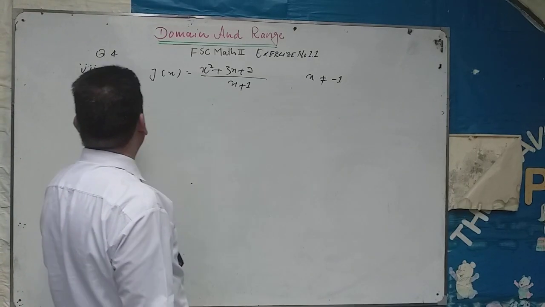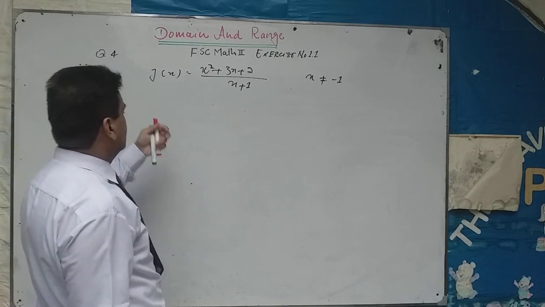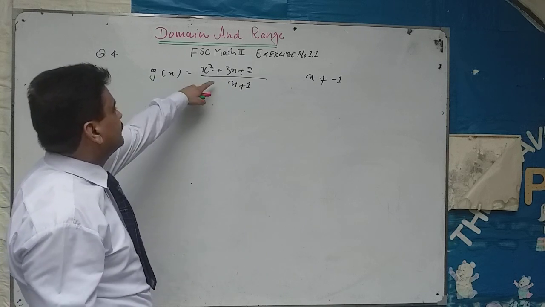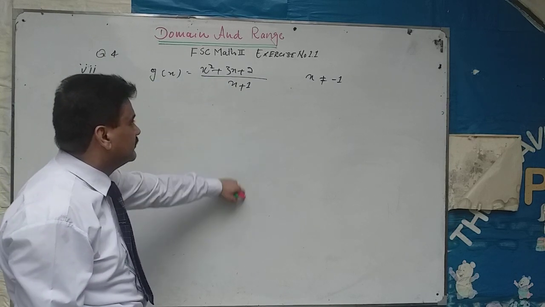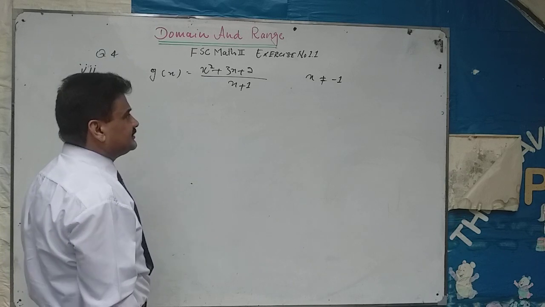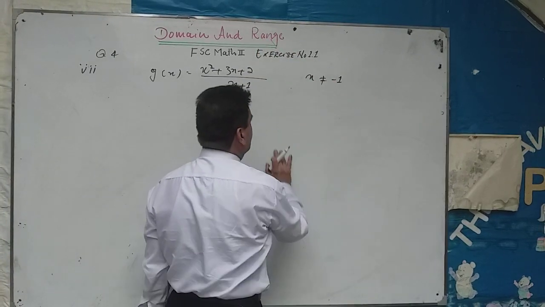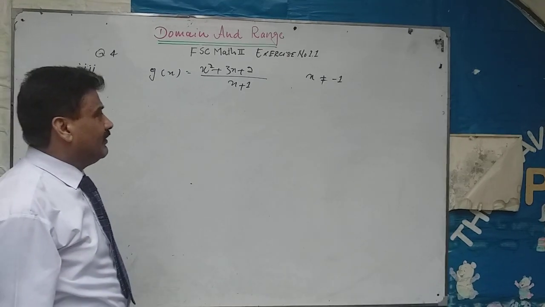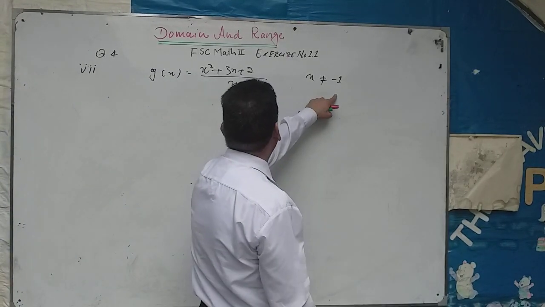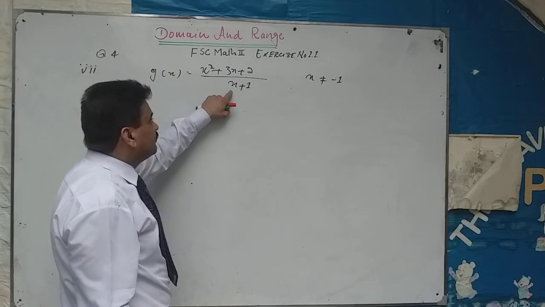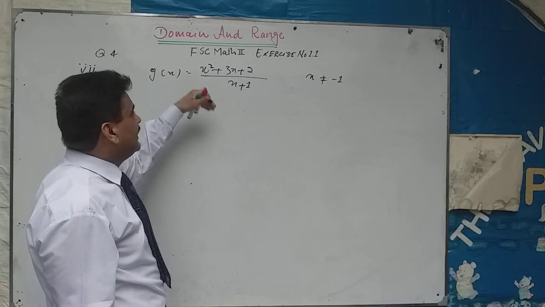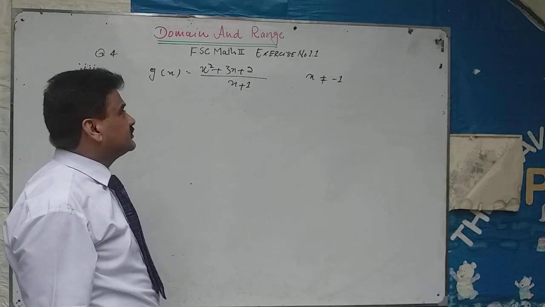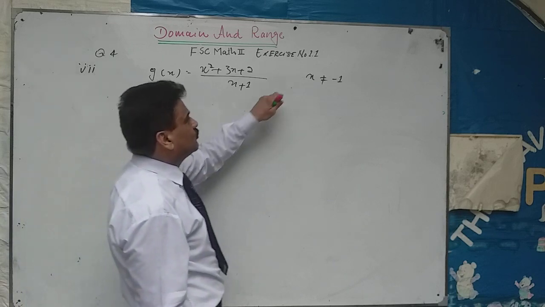In this problem 4 part 3, we have to find the domain and range of the function g of x is equal to x squared plus 3x plus 2 by x plus 1. It is given that x cannot be minus 1. When we take x equal to minus 1, x plus 1 makes 0, and any quantity divided by 0 is infinite, so the function will be undefined. So we cannot take x equal to minus 1.